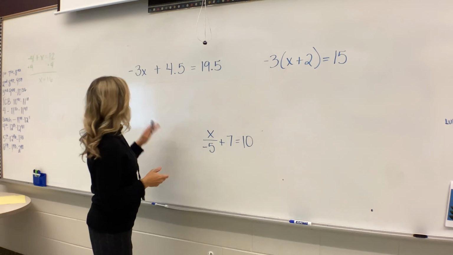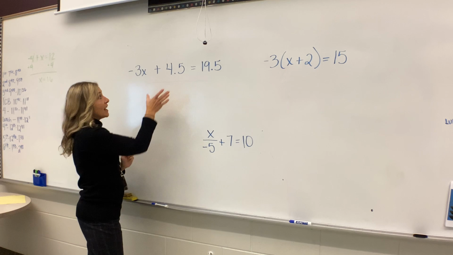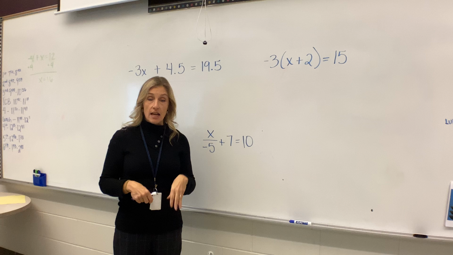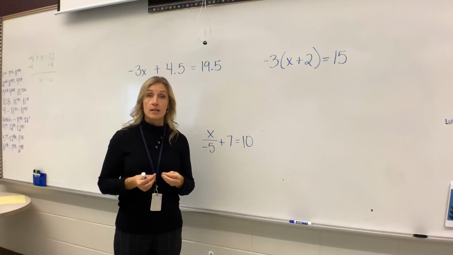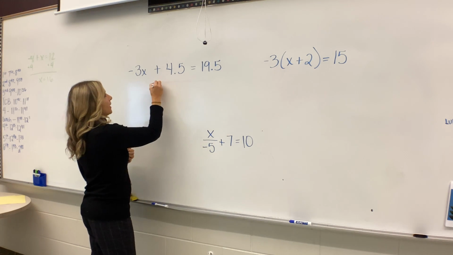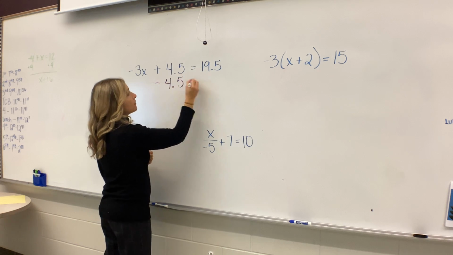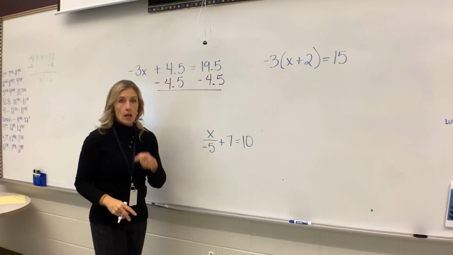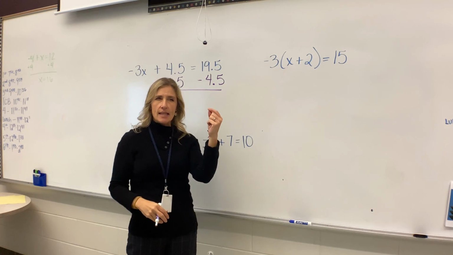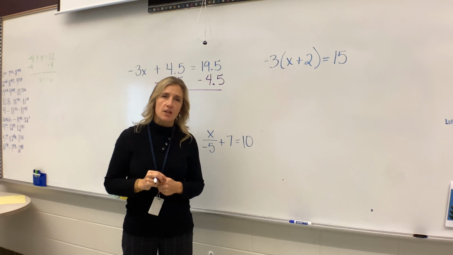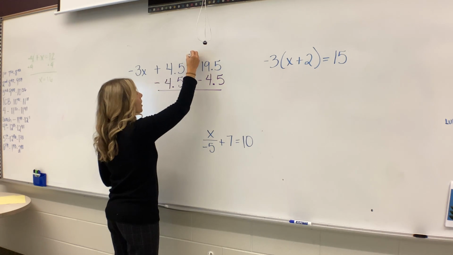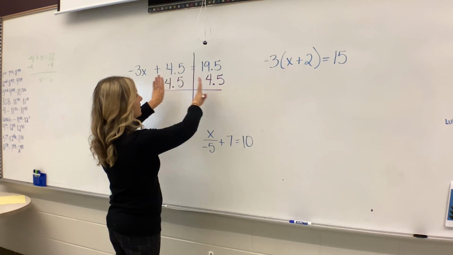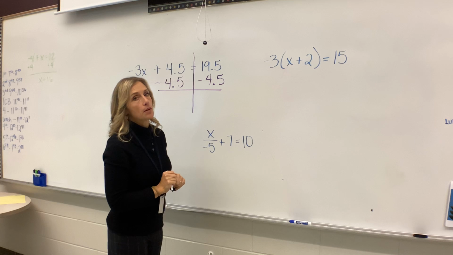Let's try it together. In this first equation, since they are adding 4.5, I'm going to subtract 4.5. Addition and subtraction are inverse operations. Whatever I do to one side of the equal sign, I have to do to the other side of the equal sign. If you're not sure what the two sides are, you could draw a line down through the equal sign to begin with, and it helps you to see that there are two sides to the equation.